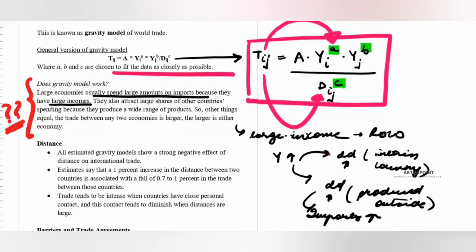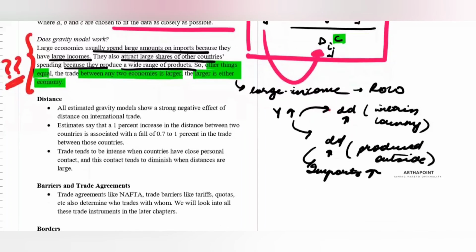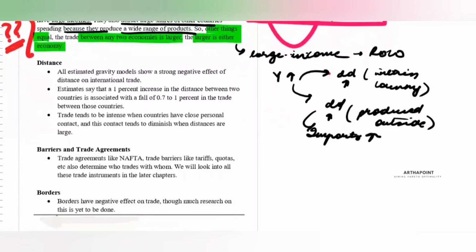This is what has been seen. When you transact with the rest of the world, you get more trade from countries which have higher GDP. So other things being constant, trade between two economies is larger if either economy is larger. Now let's see about the distance.